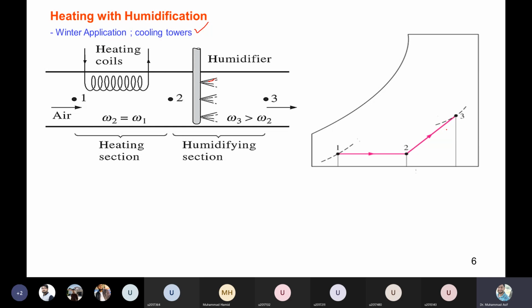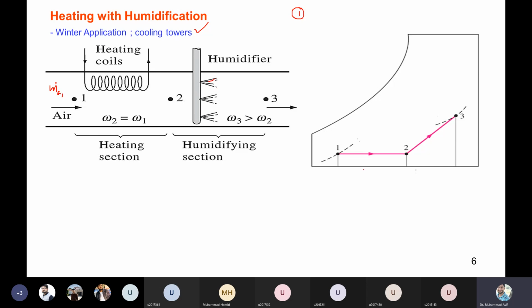What about the mass and energy balance? Let's say for the dry air first. For the dry air, whatever is the mass of the dry air at, let's say, point 1, let's say ṁa1, that is equal to ṁa2 is equal to ṁa3. So the mass of the dry air is not changing throughout. Right?